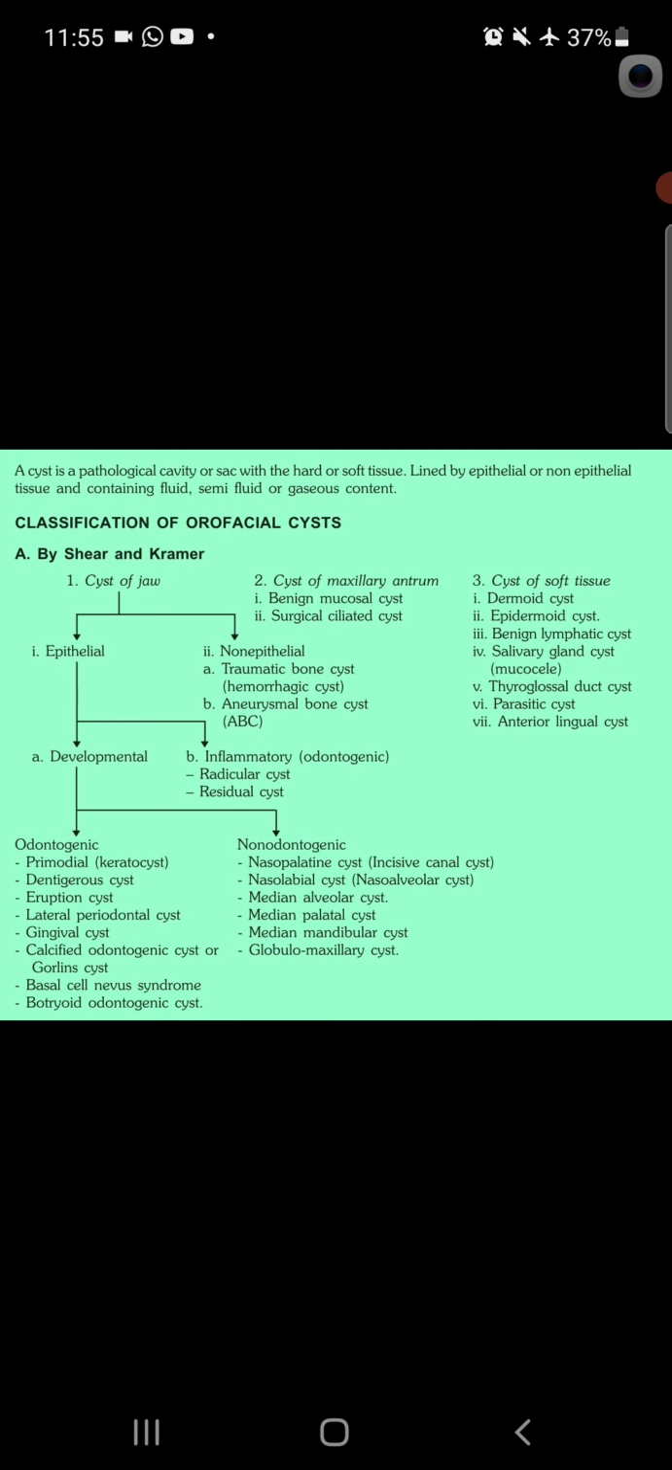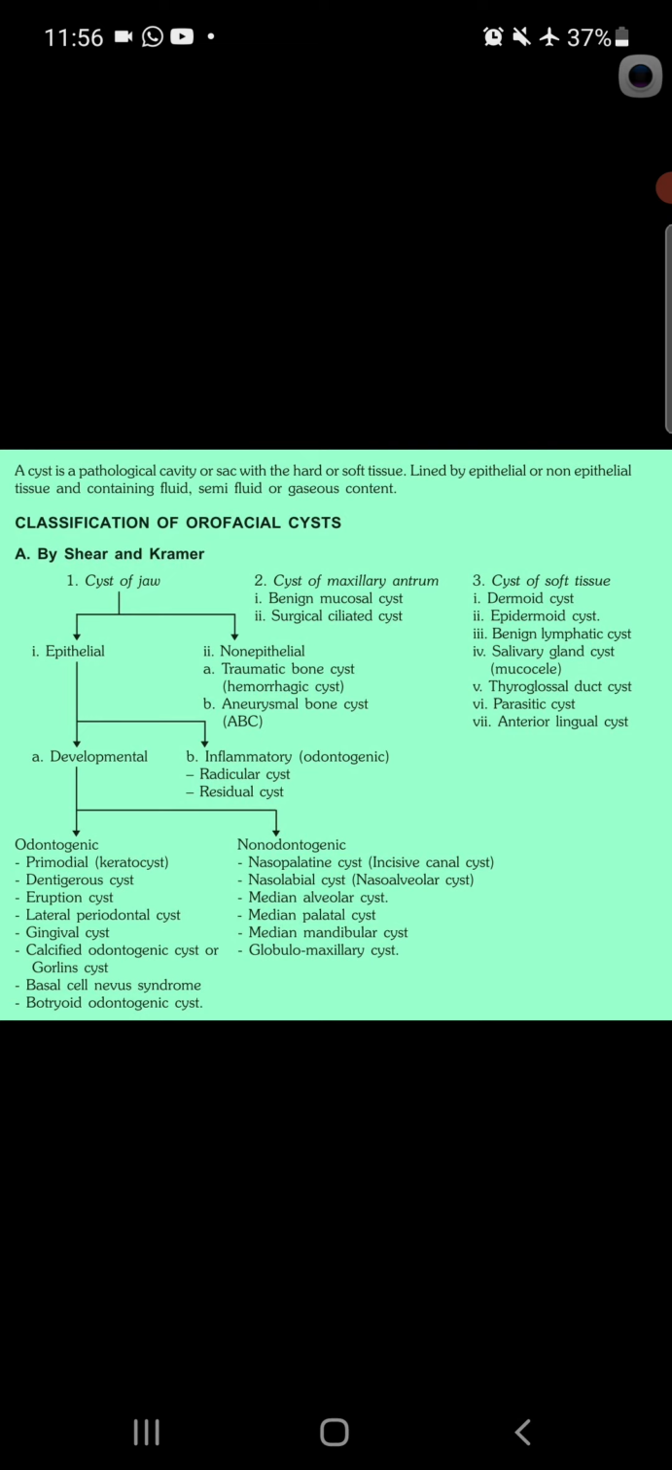Now come to the classification of orofacial cysts by Shear and Kramer. They classify cysts into three types. Number one, cyst of the jaw. Number two, cyst of the maxillary antrum. Number three, cyst of the soft tissue. Cysts of the jaw are again divided into epithelial and non-epithelial. In non-epithelial there are two types: traumatic bone cyst, also known as hemorrhagic cyst, and second is aneurysmal bone cyst. Then in epithelial there are two: developmental and inflammatory.